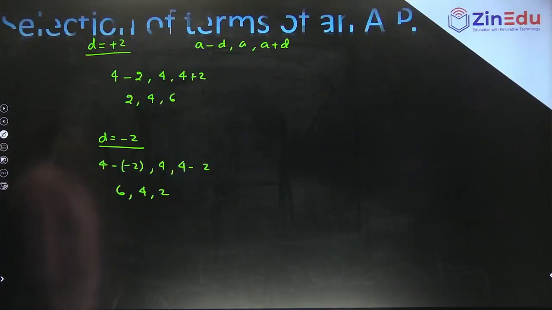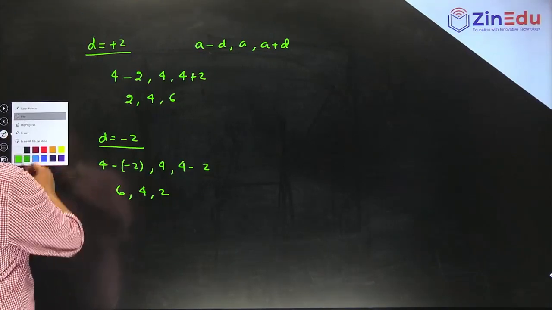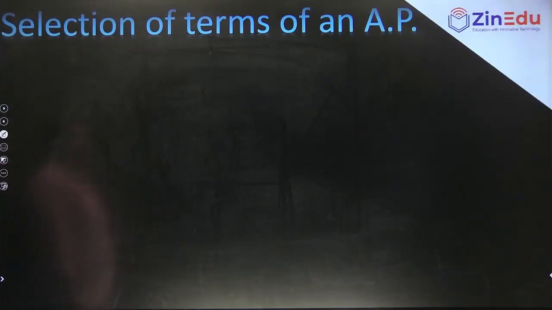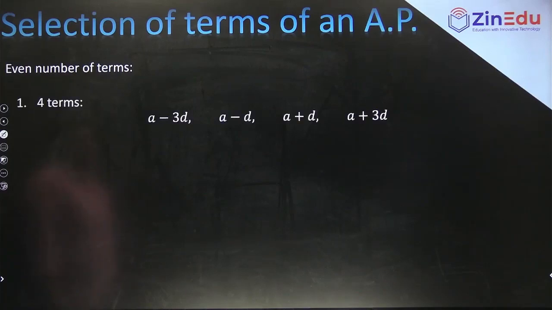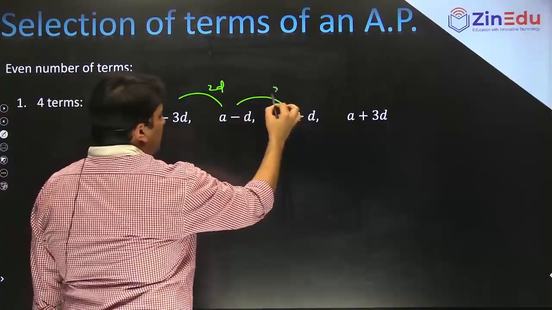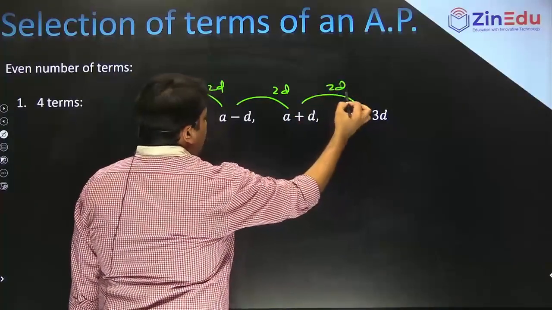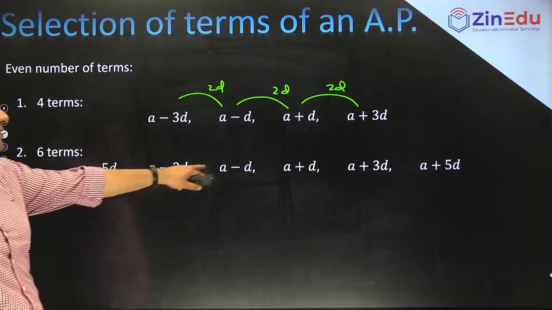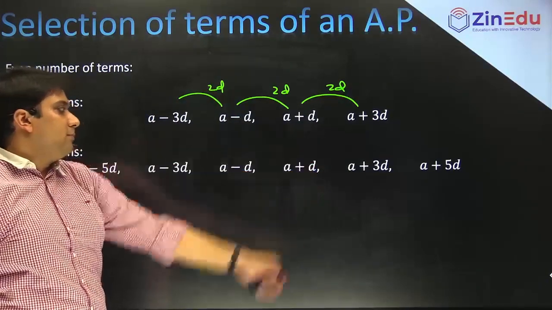So now similarly we will solve for selection of terms of an AP when we have an even number of terms. So for four terms: a minus 3d, a minus d, a plus d, and a plus 3d. We need to note there is a difference of 2d between terms in case of even numbers. Similarly for 6 terms, it will be a minus 5d, a minus 3d, a minus d, a plus d, a plus 3d, and a plus 5d.